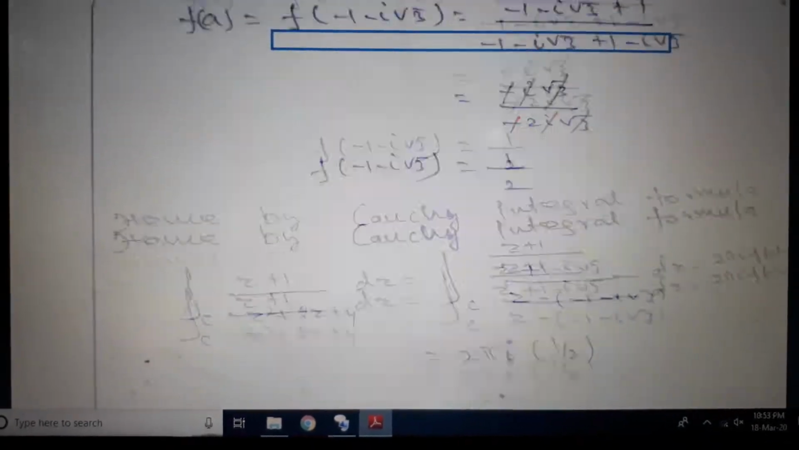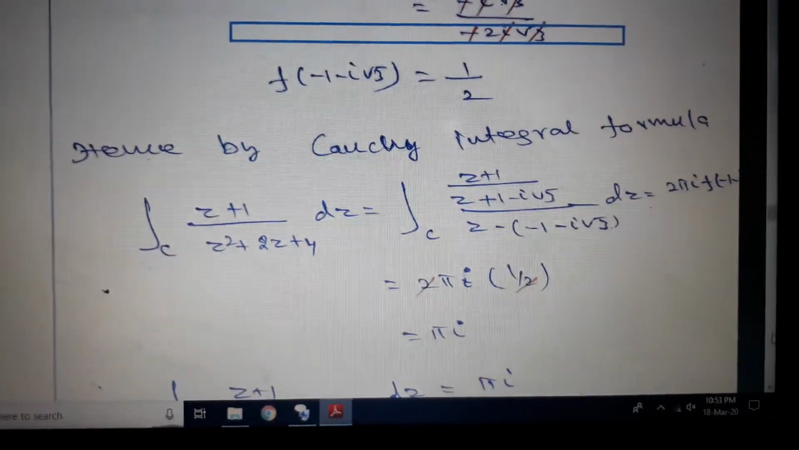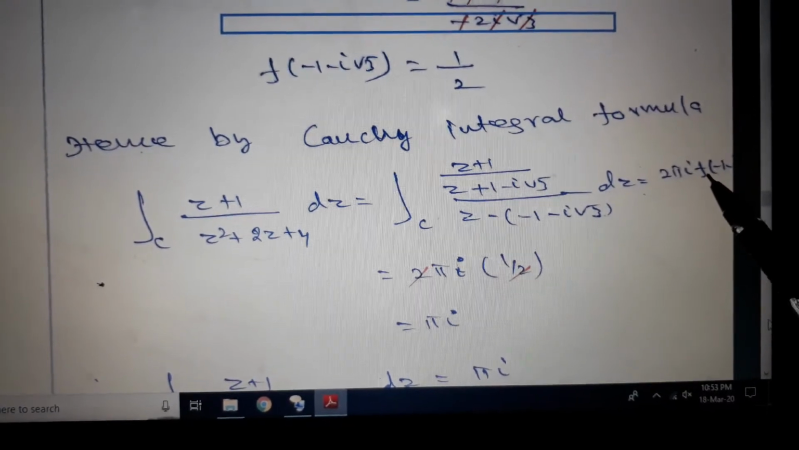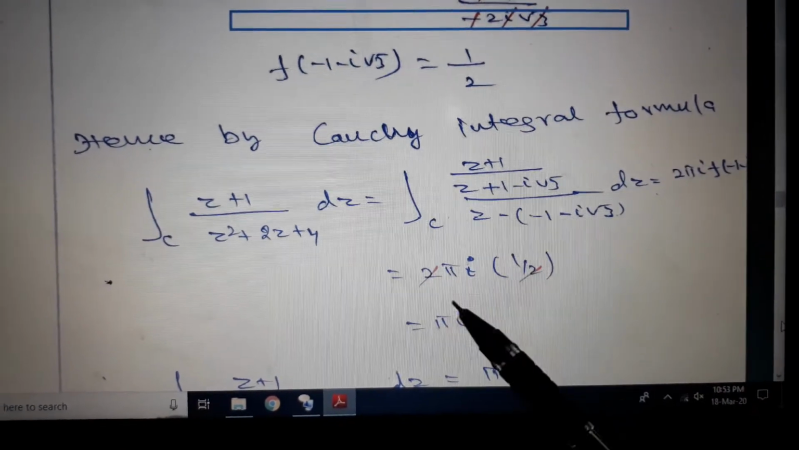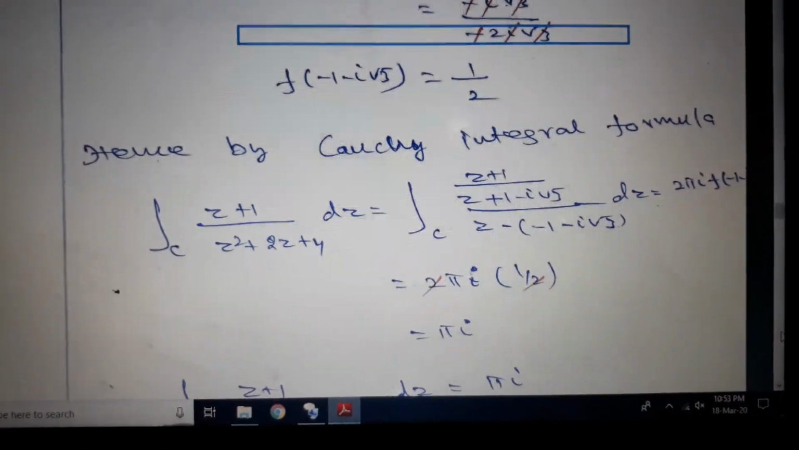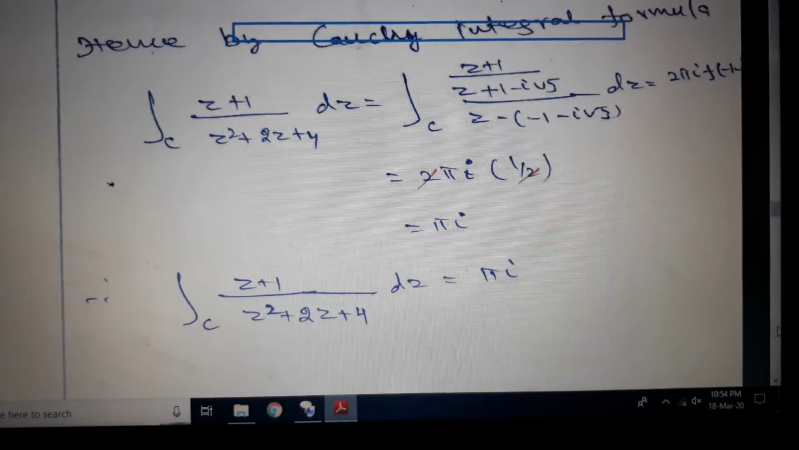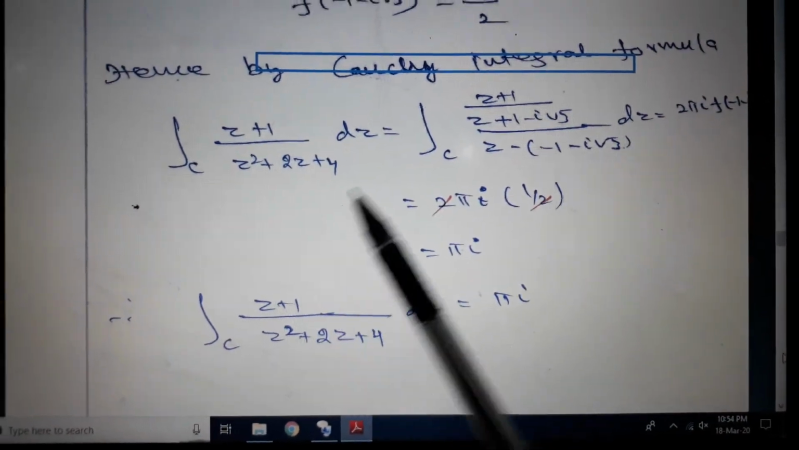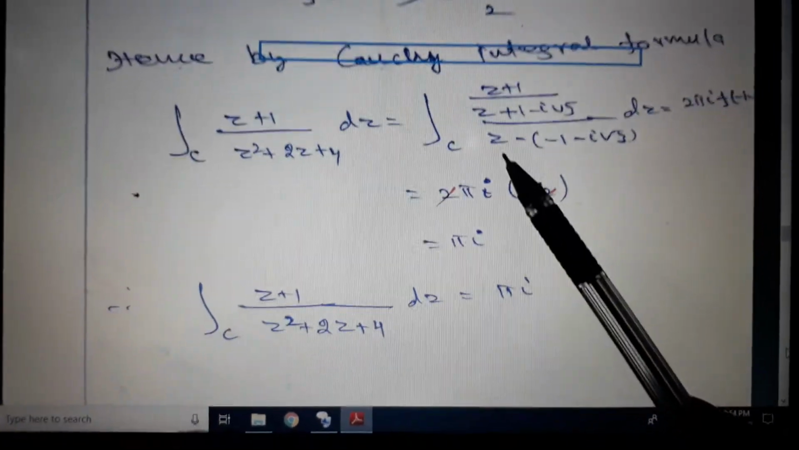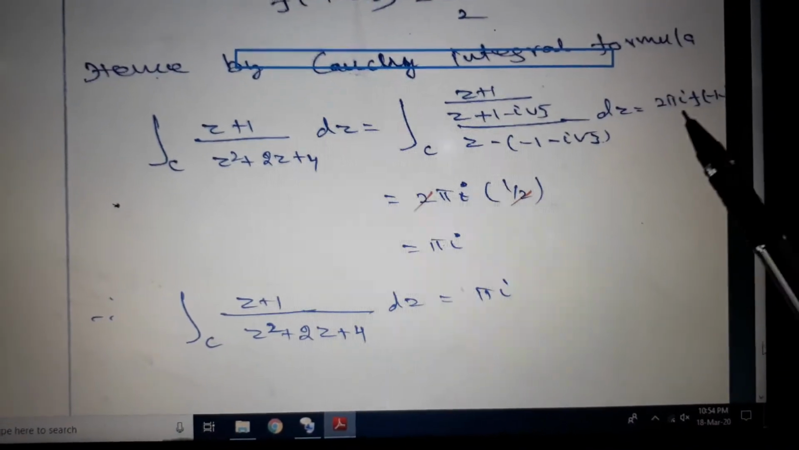My final answer is 2 pi i into f of a. 2 pi i into f of a, which is f of minus 1 minus i root 3. So 2 pi i into 1 by 2. So finally pi i. So my final answer is pi i. So this is the given integral. I can modify the given integral like this, then apply the Cauchy integral formula. I have 2 pi i into f of a.